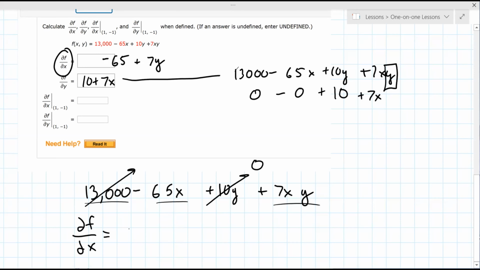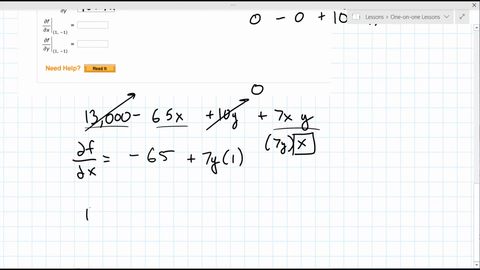So that's why these both go to 0. The derivative of this is treated as it always is. But here, what you have to look at is it's really 7y times x, and you're just taking the derivative of x, and this just comes along with it like it's a number. So it's plus 7y. The derivative of x is 1.